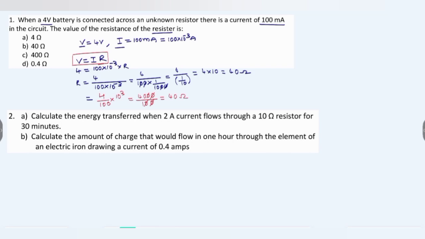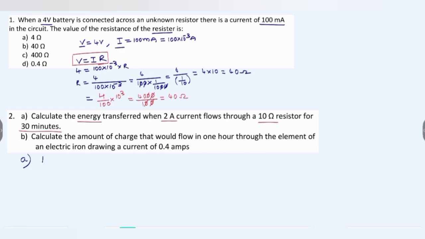Now coming to the second problem. In this problem, one is current 2 amperes and the other is 10 ohms resistance. Here two problems are there. Let us do the first one. In this, we have to find out energy. What information is given? Time is given, current is given, and resistance is given. So let us find part A first.